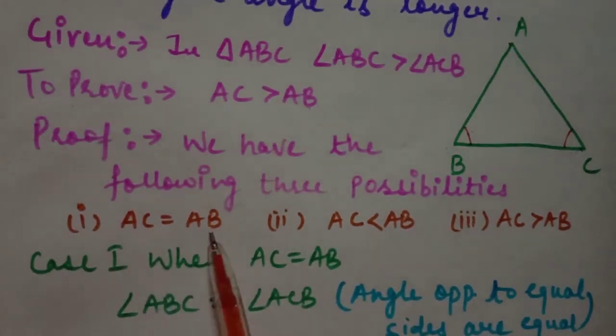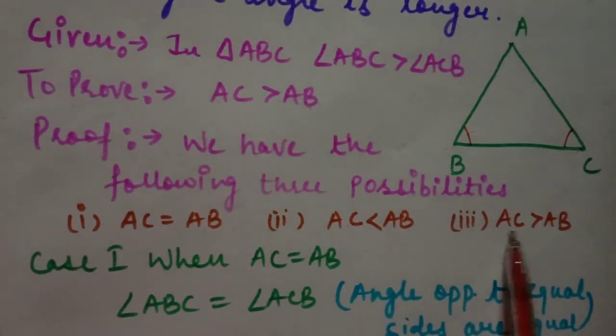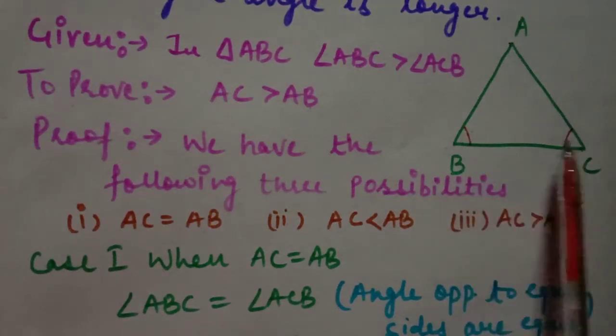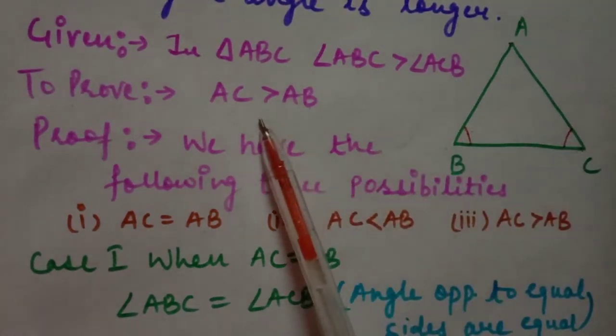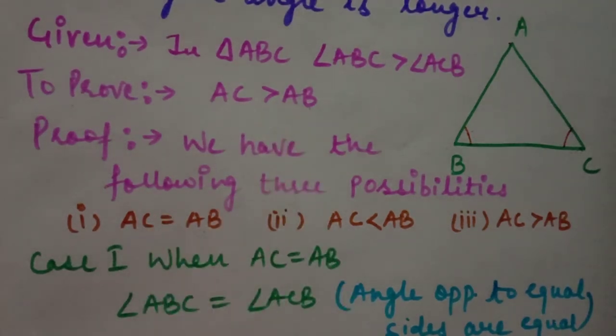It is possible they both are equal to each other. It is possible that AC is less than AB. It is also possible that AC is greater than AB. All three possibilities are possible because we don't know the relation. We took a relation between two angles ourselves, and then we have to prove the relation between the two sides which are present opposite to them. So students, we will check all the possibilities for our answer. So we have three possibilities.